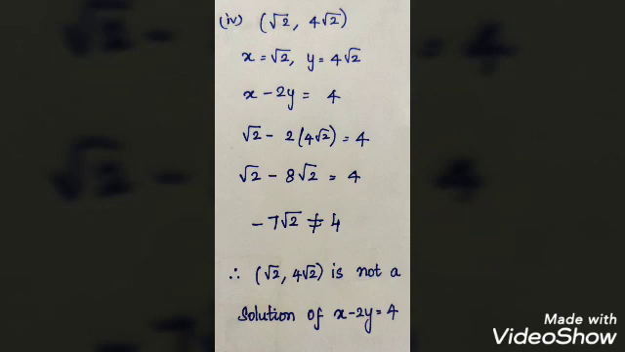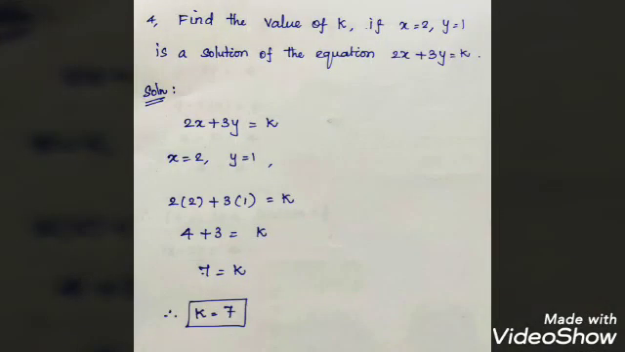Next, your fourth subdivision, root 2, 4 root 2. It's nothing but your x is root 2, y equal to 4 root 2. Substitute the values of x and y in our equation x minus 2y equal to 4. So in the place of x, root 2. In the place of y, 4 root 2. So root 2 minus 2 into 4 root 2 equal to 4. Multiplying 2 into 4 gives you 8 root 2. Here root 2 means 1 root 2. So 1 minus 8 gives you minus 7 root 2, which is not equal to 4. So your LHS and RHS are not equal, so it is not a solution.